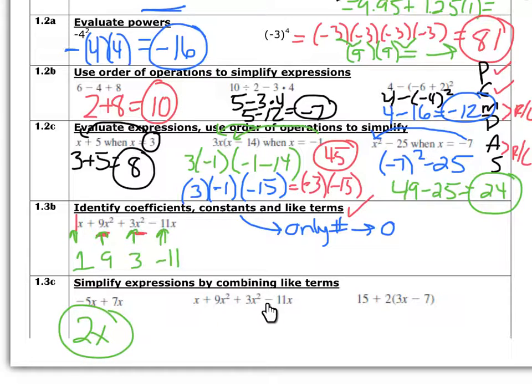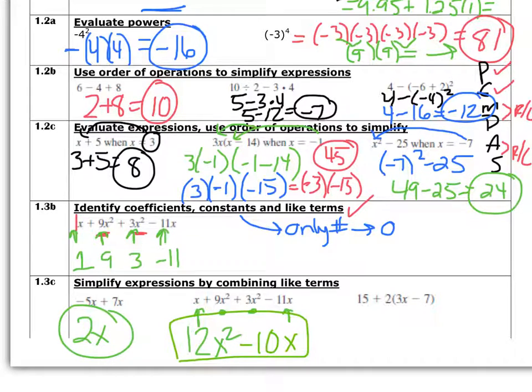This one here is just what we saw from above. Now we do have the like terms. We have 2x squareds, and then we also have the single x's. So if we combine them together, let's combine the x squareds first. We have 9 plus 3. 9 plus 3 is 12, and that means there's 12x squareds. Here we have an x, 1x, and a negative 11. So it's 1 minus 11. 1 minus 11 is negative 10, and we put the x there. And that's our final answer.